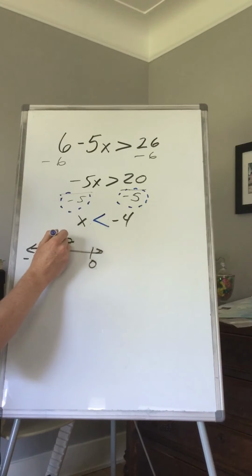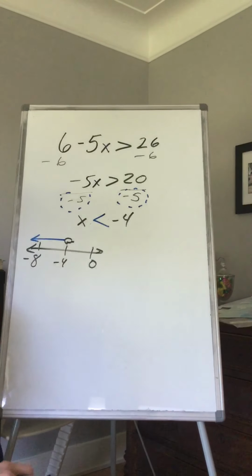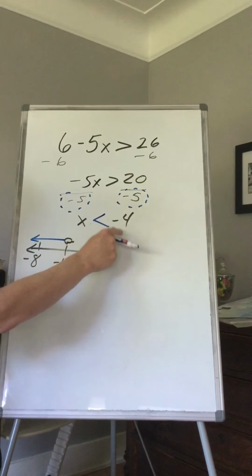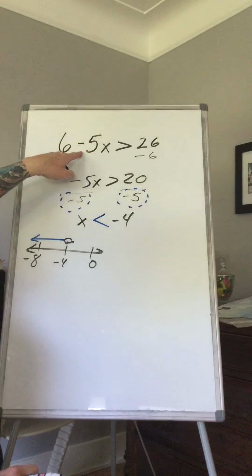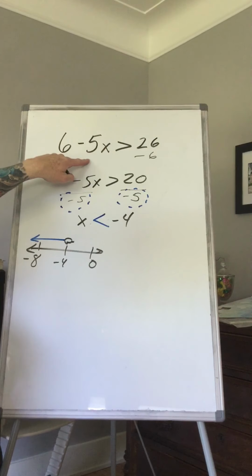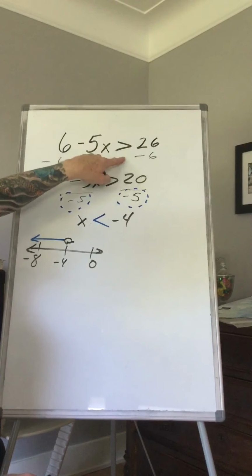So our correct answer, x is less than -4. We can check. -8: negative 5 times negative 8 is positive 40. 6 plus 40 is 46. And that is greater than 26.